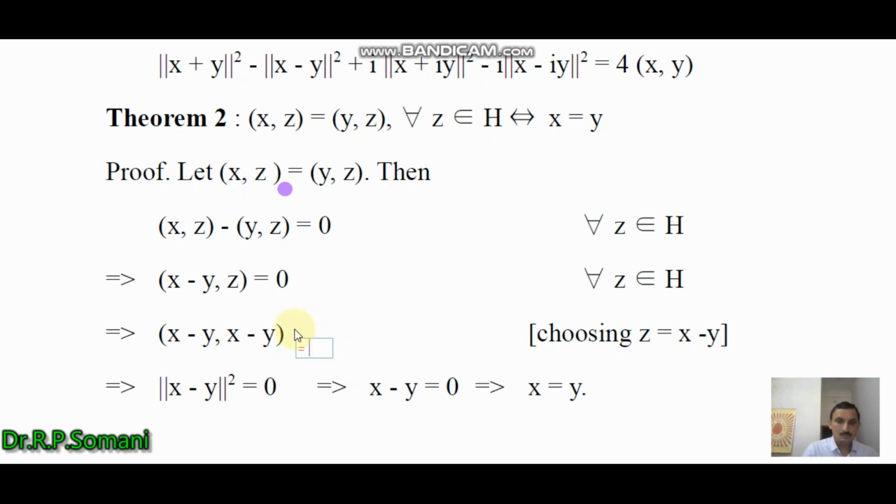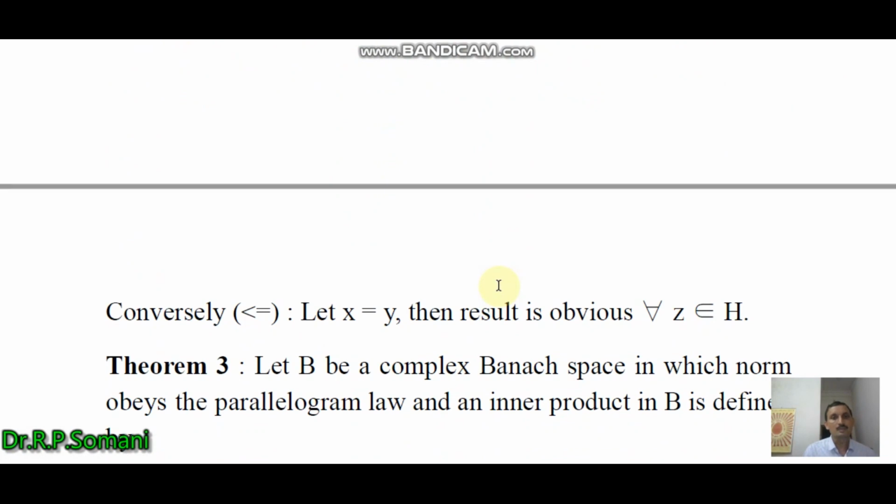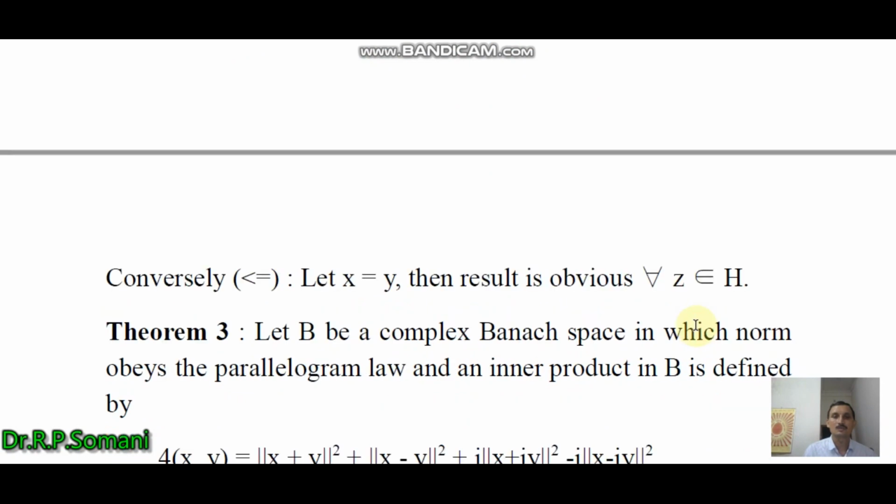The inner product of x minus y with itself equals 0, and then this implies norm x minus y squared equals 0. By the property of the norm, we obtain x minus y equals 0, and therefore x equals y. So we obtain that if (x, z) equals (y, z) for all z, then x must be equal to y. Next, its converse part is obvious: let x equal y, then the result is obvious for all z belonging to H.